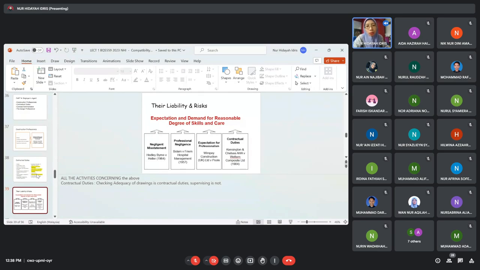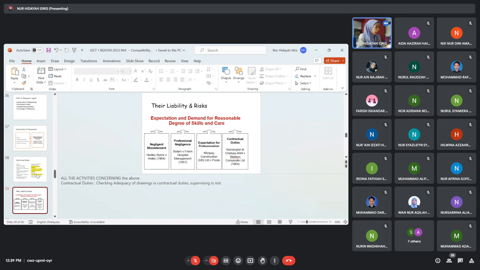And then expectation for professionalism dalam Wimpey Construction UK Limited versus Poole. So dekat dalam case ini, where a professional man held himself out as having especially high skills and had been retained on that basis, he is judged by the standards of those professing to have the special professional skill. So kalau kita expectationnya adalah buat BQ, okay, zero error, zero defect, okay, kepada kita punya employer, so kita perlulah dijudge accordingly. Maksudnya kalau you say that you are that professional, zero defect, zero damage kepada employer, so you have to prove that.